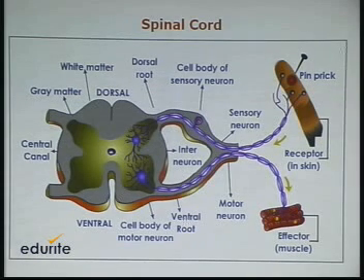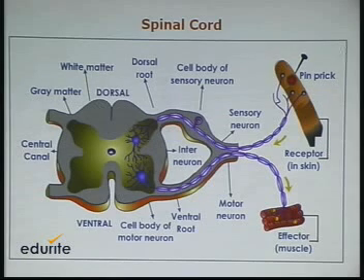Now, such responses that are taken care of by the spinal cord, that is, that are made by the spinal cord without the involvement of the brain, are called reflex actions.